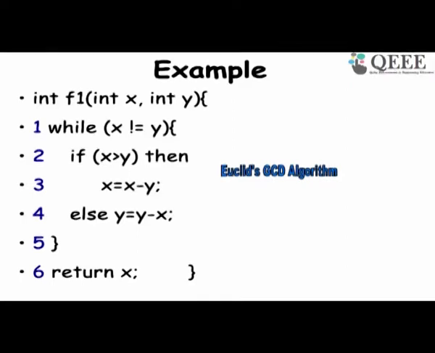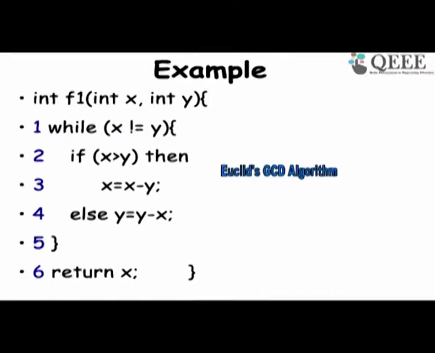So this example is the famous Euclid's GCD algorithm, which computes the GCD of two numbers just by subtraction. So how many test cases will be needed? The test cases will be in terms of the values of the variables x and y. How many test cases will be needed for achieving statement coverage for this?